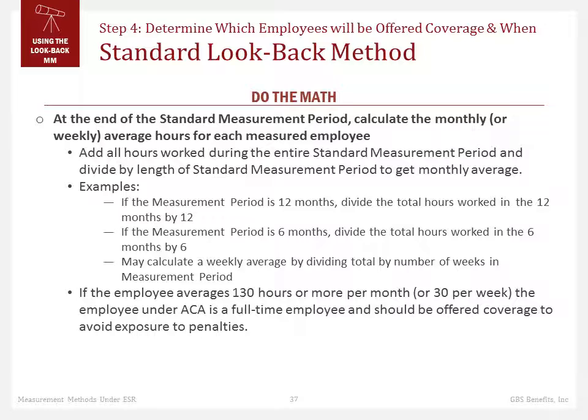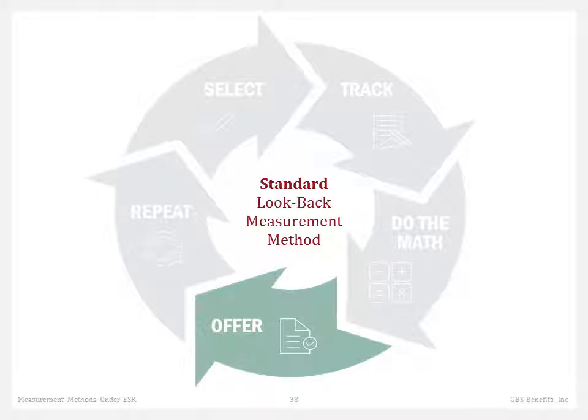The math would be the same idea. If you have a 6-month period, you're going to take the total hours worked in all those 6 months and divide by 6. And if your number is 130 or more, they're eligible and full-time. And if not, they're not. So hopefully that makes sense.